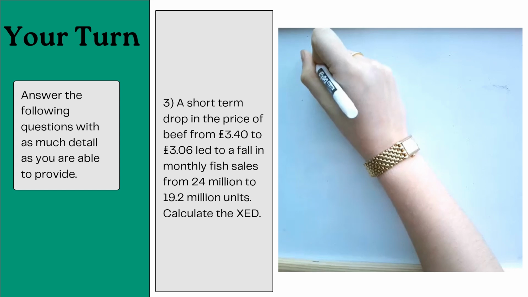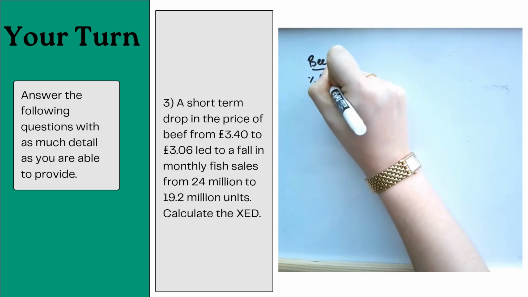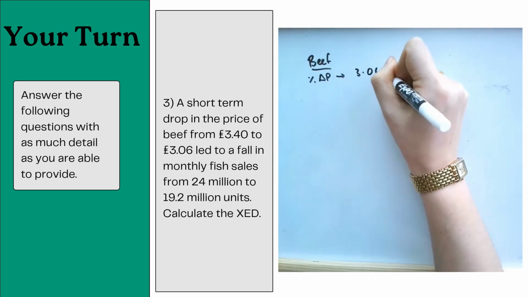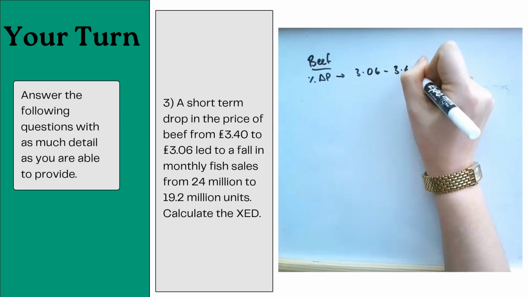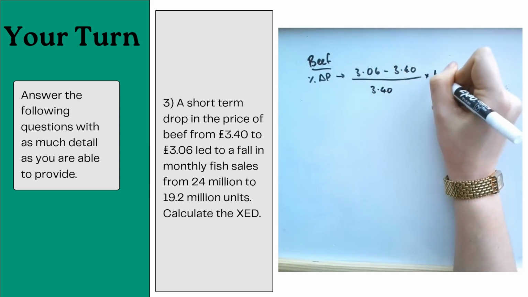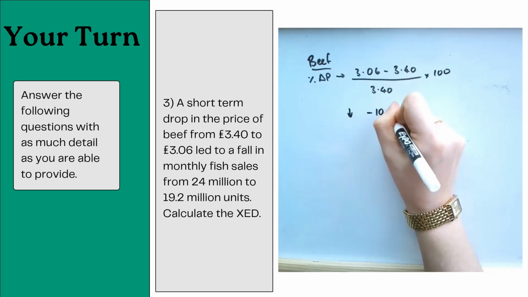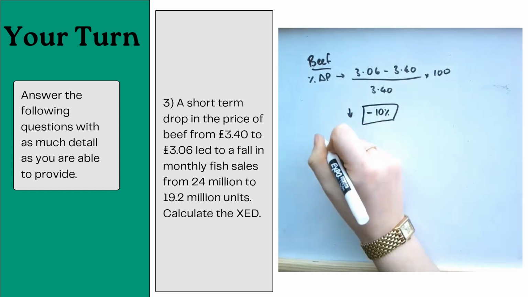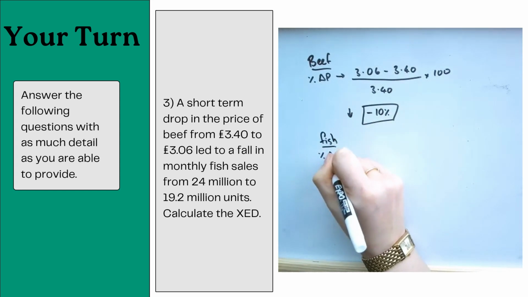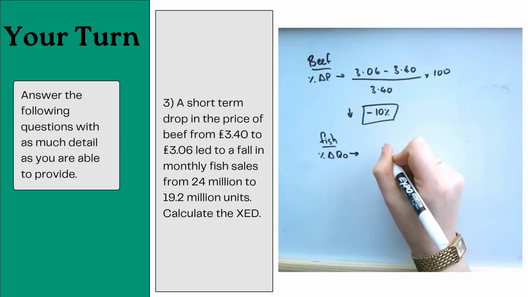The very final question. A short-term drop in the price of beef from £3.40 to £3.06 led to a fall in monthly fish sales from 24 million to 19.2 million units. Calculate the XED. First of all, we need to work out the percentage change in price. So we're going to do new minus old over old times 100. So that's 3.06 minus 3.4 divided by 3.4 times 100. And that tells us that the percentage change in price was a fall. So we're going to write that down as negative 10%.